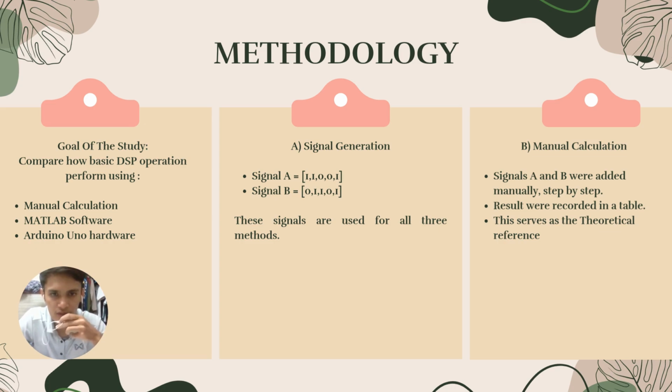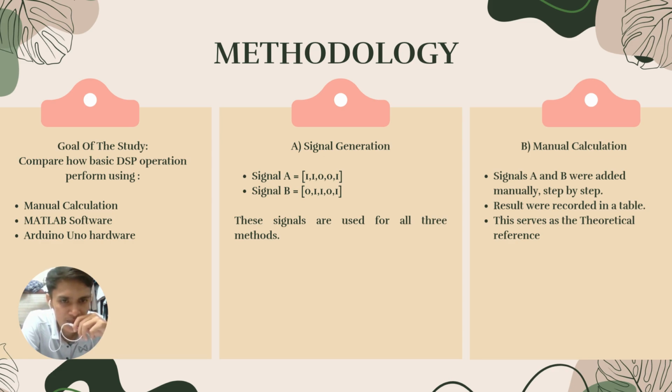For the methodology part, the goal of the study is to compare how basic DSP operation performs using three methods, which are manual calculation, MATLAB software, and Arduino hardware. A. Signal generation. We have two signals. Signal A, the value is 11001, and signal B, the value is 01101. These signals are used for all three methods.